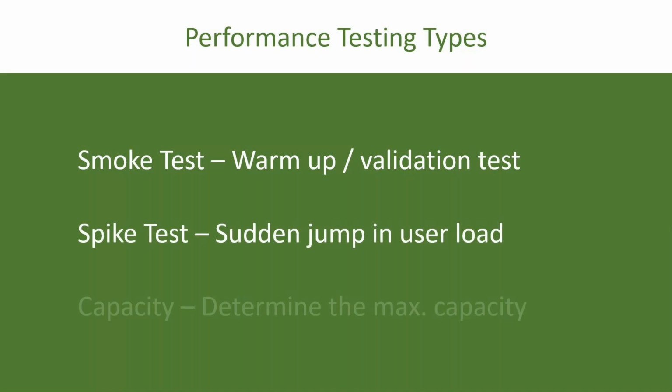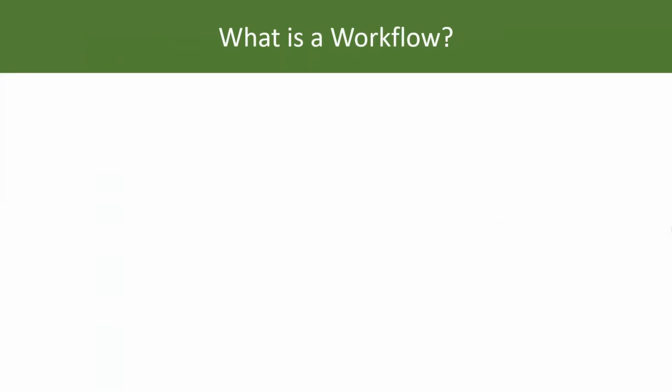Spoke test is for warm up. Validation test. Spike is on the sudden jump in the user load, and finally the capacity is to determine the maximum capacity of the system. So let's move on. So what is a workflow?